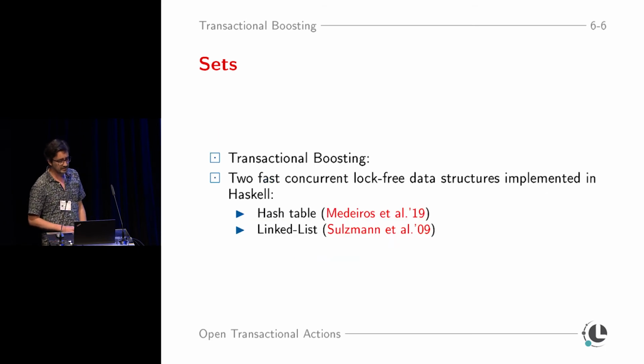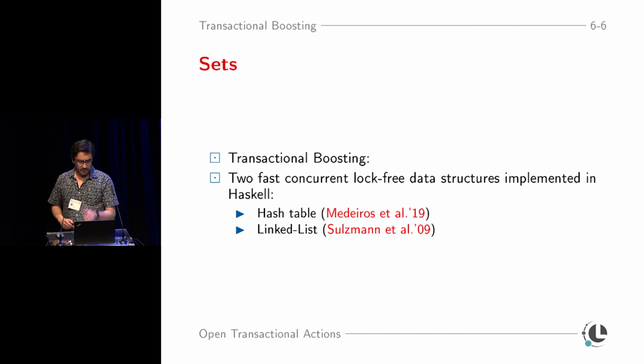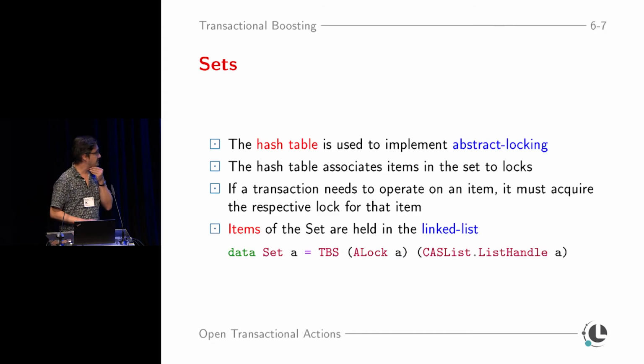So to implement a transactional boosting version of this data structure to be executed inside of transactions, we use two fast concurrent lock-free data structures implemented in Haskell. One is a hash table taken from Medeiros, and another is a linked list taken from Sussman. The hash table is used to implement abstract locking. The hash table associates items in the set to locks. So if a transaction needs to operate on an item, it must acquire the lock for this item.